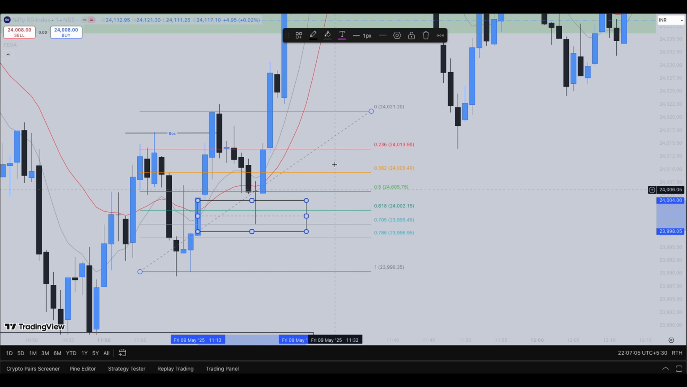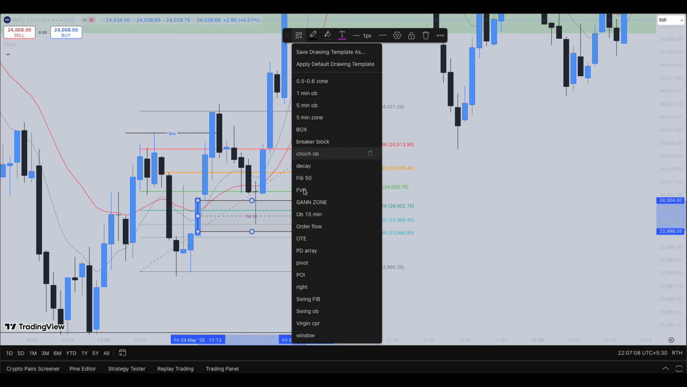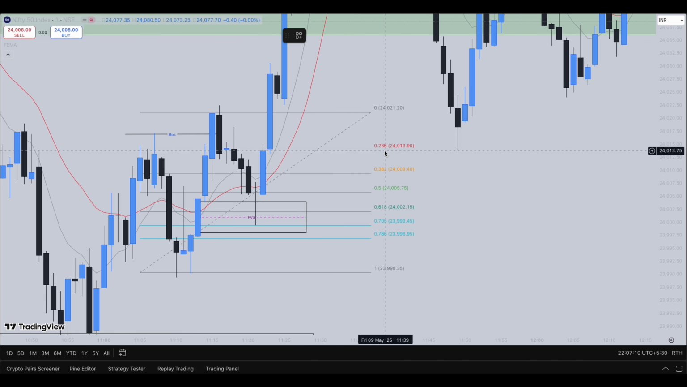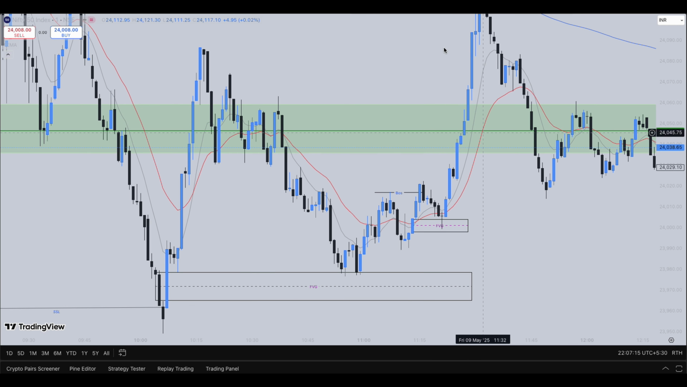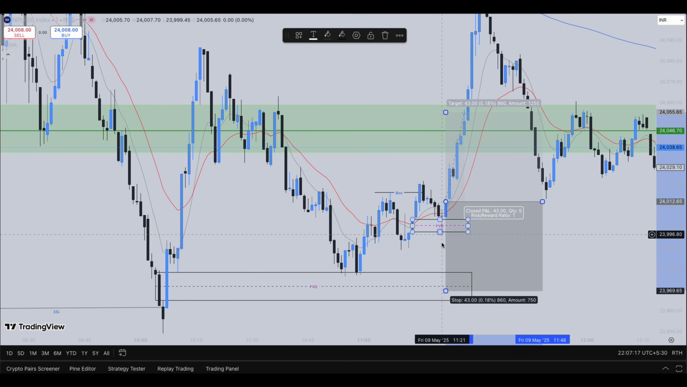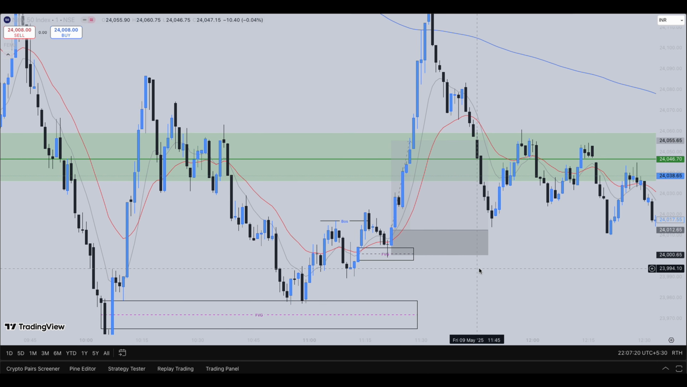So here, the fair value gap. What you can consider, this is a fair value gap where price is rejecting and closing within this range and clearly showing some kind of bullish sentiment. Here is where exactly you could have taken a long position, keeping your stop loss.